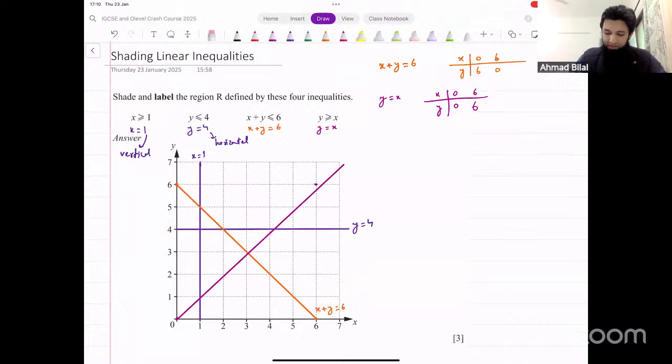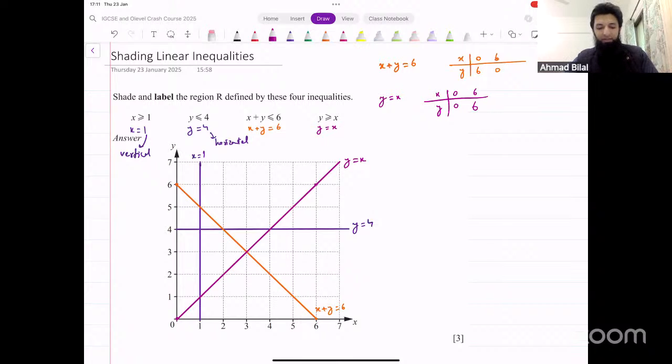This is the last line, y equal to 6. So first of all, you draw all of these lines. Think of these as equations first of all, and draw those equations. Now you need to decide which sides of these lines you are going to be shading. Is it going to be the part that is above a particular line? Is it going to be the part that is below a particular line? Is it going to be to the left side or to the right side?